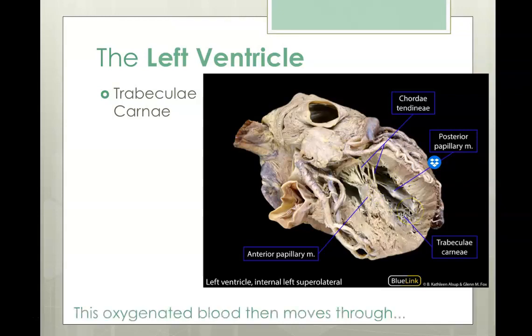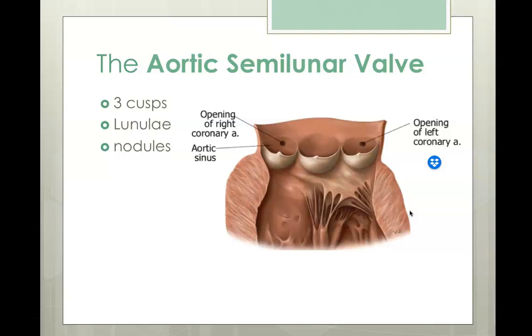So now our oxygenated blood is going to move through our very last valve, which is the aortic semilunar valve. And here we are going to see the three cusps and the lunulae, 1, 2, 3, and those nodules at the very center of the lunulae. You may have noticed that there are these little openings here in our aortic semilunar valve that we did not find in the pulmonary semilunar valve. And that's because at the base of the aorta, we will have openings to our right coronary artery and the left coronary artery.